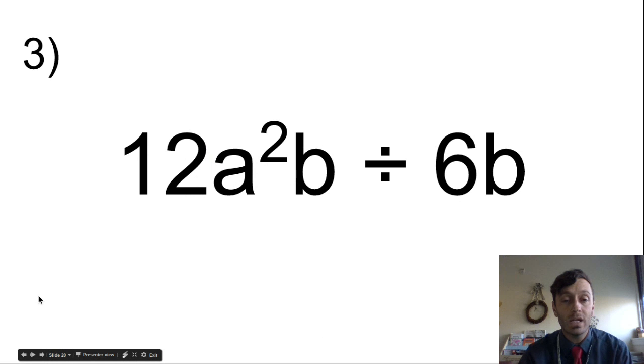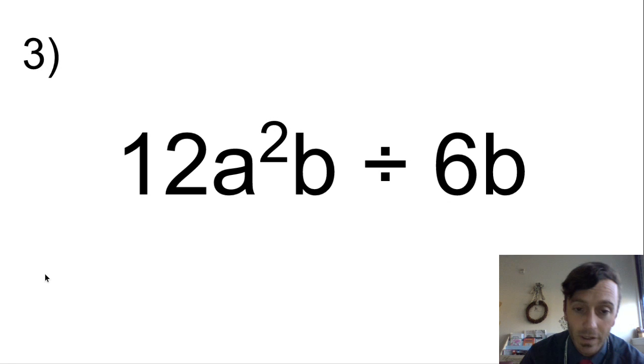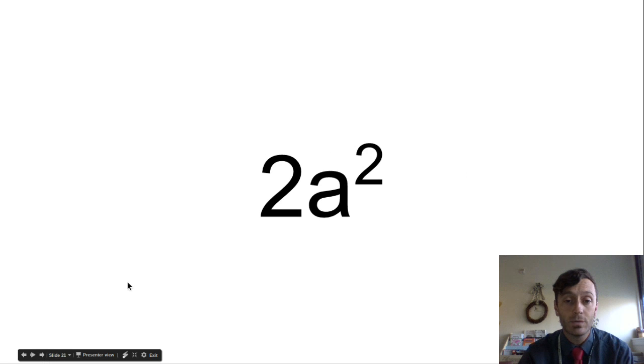Next problem, number 3, 12a squared b divided by 6b. Pause the video, work it out. Should be done working it out by now. And your answer here is going to be 2a squared. If you got it right, go ahead and skip ahead to the next problem. If not, stay tuned for how to work it.